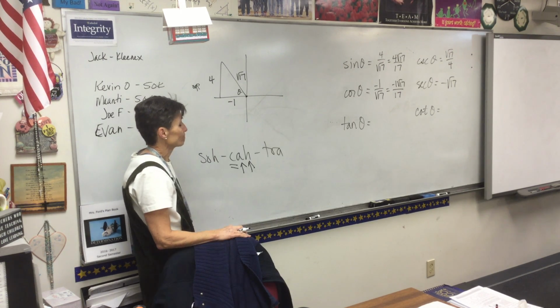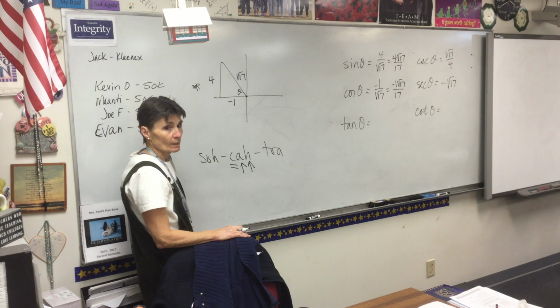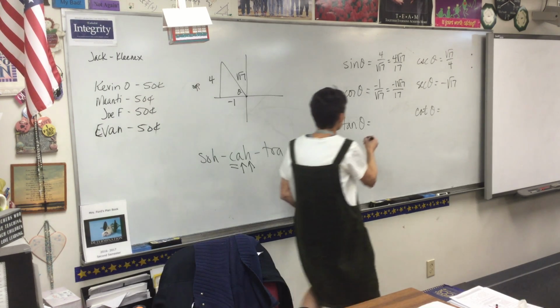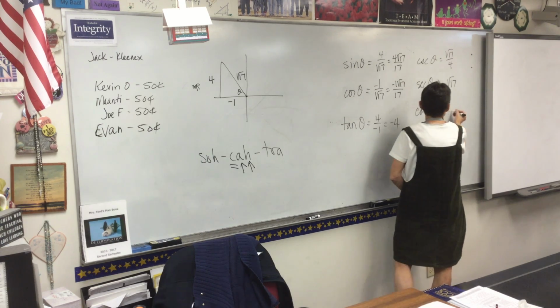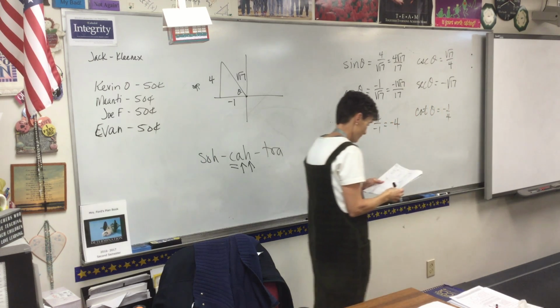Tangent. It's 4 over negative 1, which is negative 4, and the cotangent is negative 1/4.